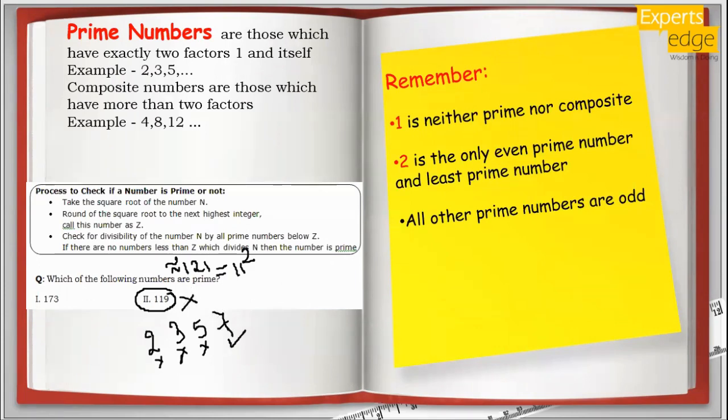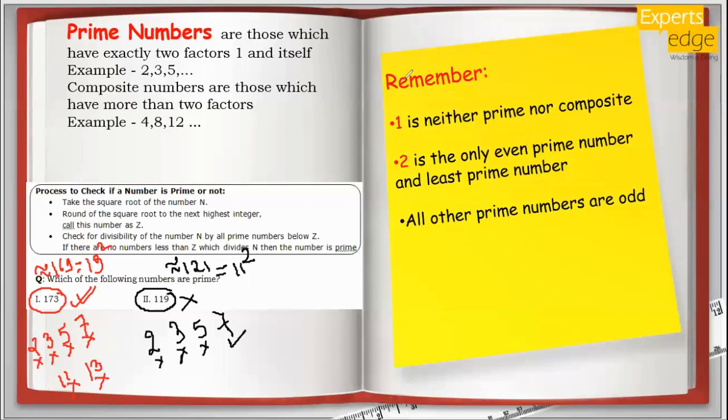On the other hand, let's say I look at 173. The nearest square of 173 is 169, which is 13 squared, so I need to check till 13. With 2 it is not dividing, with 3 it is not dividing, with 5 also not dividing, with 7... You only need to check the prime numbers, not all other numbers. With 7 also not dividing, with 11 also no, with 13 also no. So this number is a perfectly prime number. 173 is a prime number. So I hope you got this one.